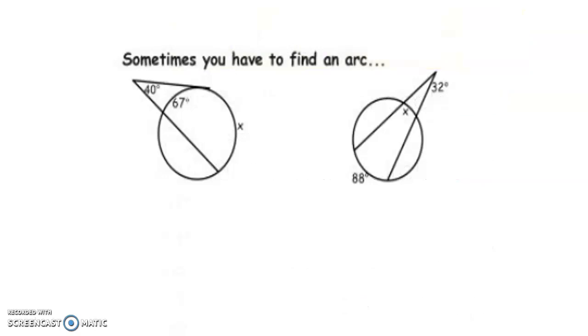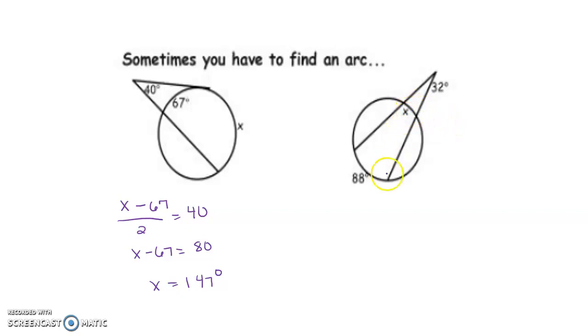Here we go. All right, now sometimes we have to find the arc. We're still going to use the same formula. Here I'm looking for my far arc. So I'm going to have my far arc minus my near arc divided by 2 equals 40. First thing I'm going to do is multiply both sides by 2. 2 times 40 is 80. I'm going to add 67 to both sides, and I end up with my far arc x equals 147 degrees.